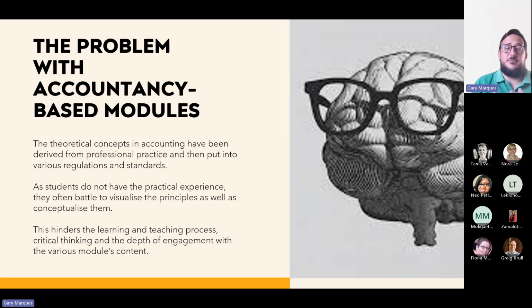So there's this issue around the learning environment and the teaching environment with accountancy-based modules. And like the slide says at the end, it really does hinder the learning and teaching process. Critical thinking and depth of engagement with content really don't occur.